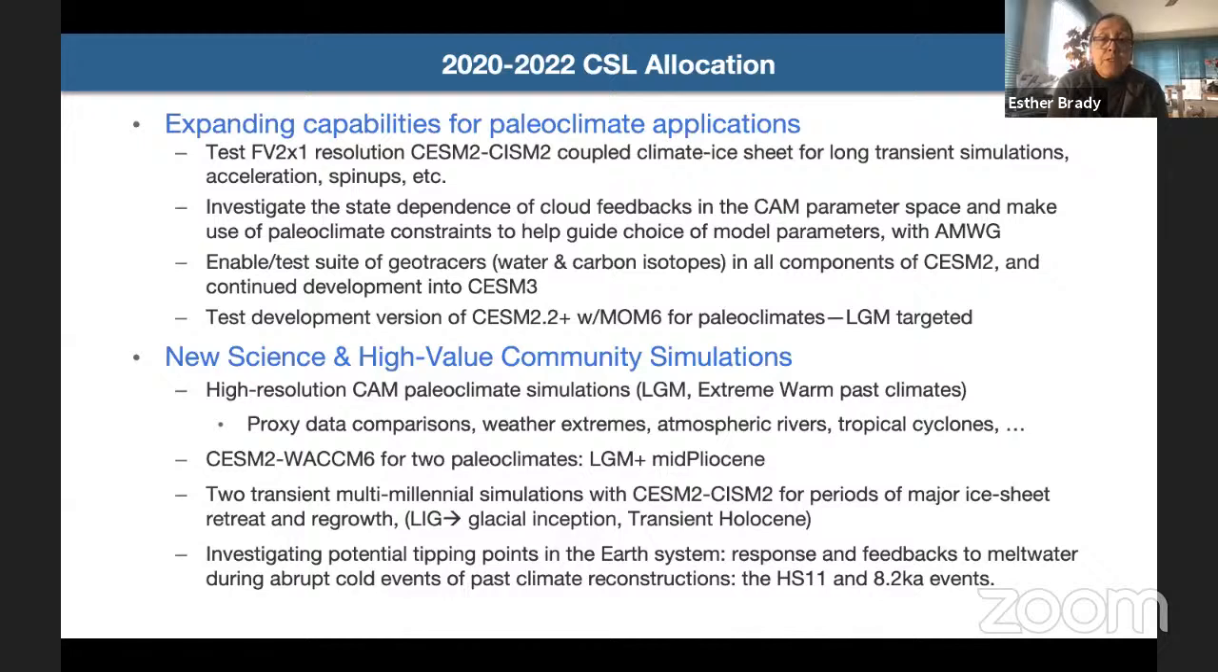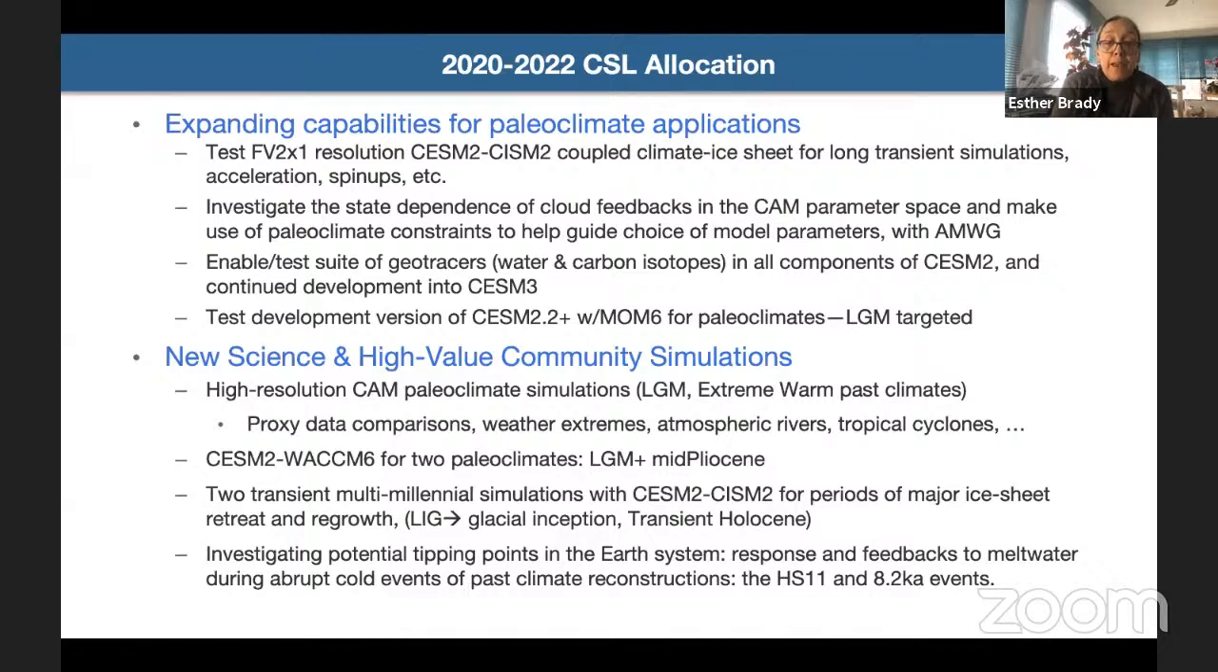We also would like to continue to work with CESM2 coupled to WACCM for paleoclimates, in particular the LGM and the mid-Pliocene seem to be good targets for this. These would be equilibrium type simulations.